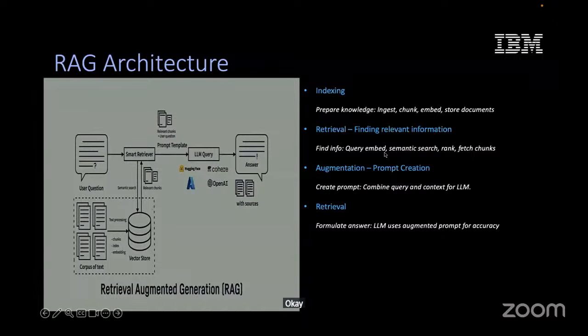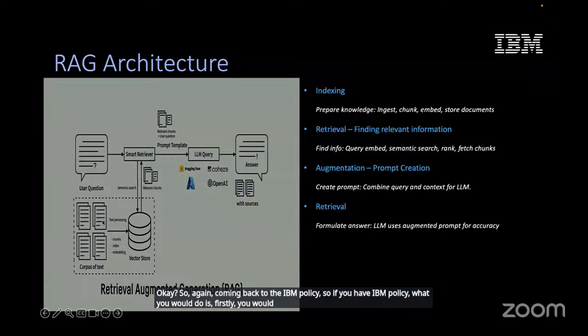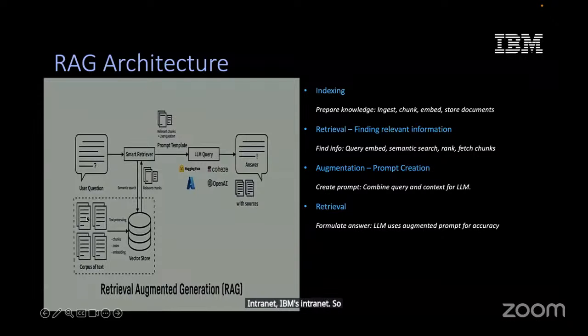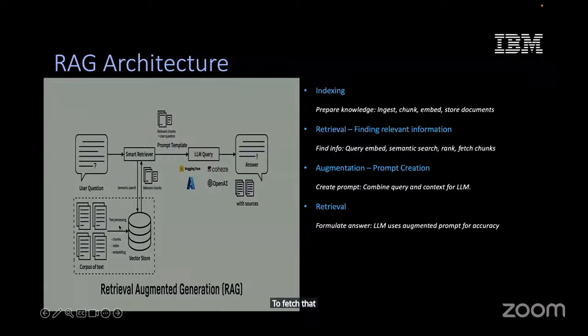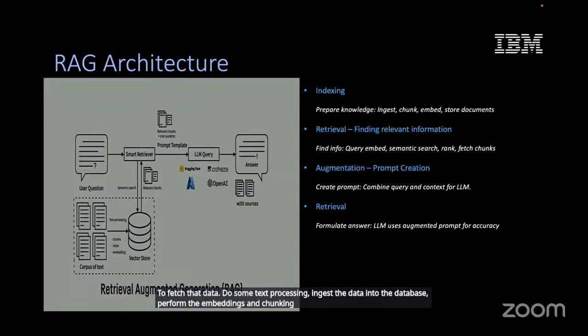So it happens in 4 different stages. Number one is indexing. Coming back to the IBM policy: if you have the IBM policy in IBM's intranet, firstly you would do some web crawling to fetch that data, do some text processing, ingest the data into the database, perform the embeddings and chunking, and store the documents.